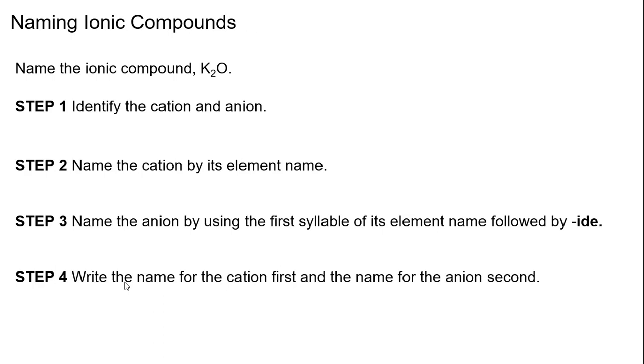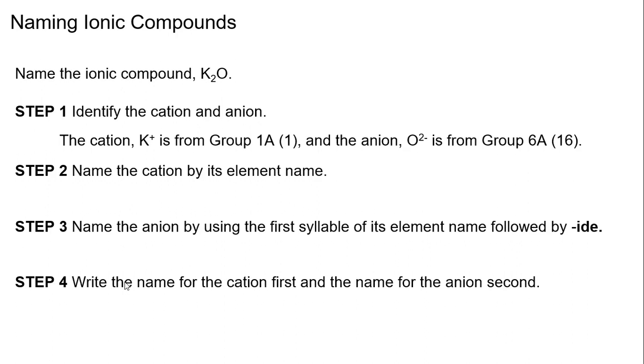So if we have a compound K2O, you have to identify which is the cation and which is the anion. Step 2, name the cation by its element name. Step 3, name the anion, first syllable, and then we add "ide" to the ending. Fourth, write the name of the cation first and the name of the anion second. So first one, we're going to take the K, and it is a K plus. It's from group 1. The anion is from group 6. It needs 2 more electrons to fill an octet, so it's going to have a 2 negative charge.